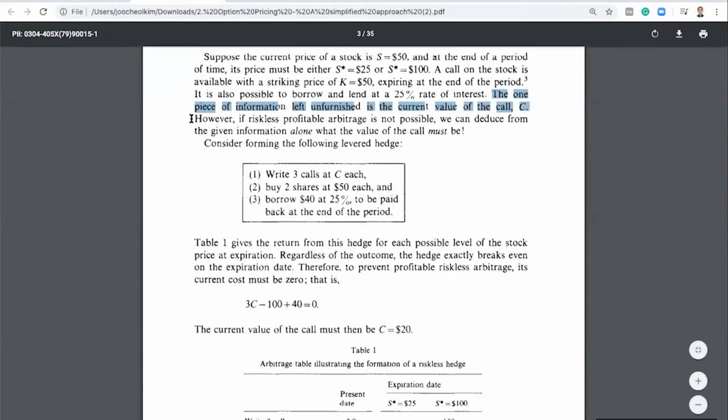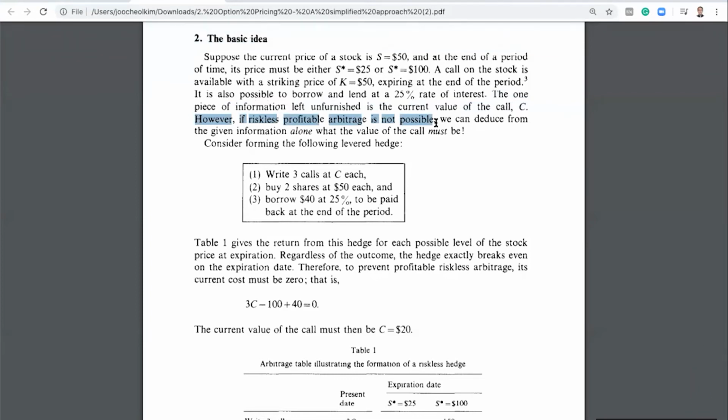And they said, however, if riskless profitable arbitrage is not possible, so you know the meaning of arbitrage. By assuming that there is no arbitrage, we can deduce from the given information alone what the value of the call must be.